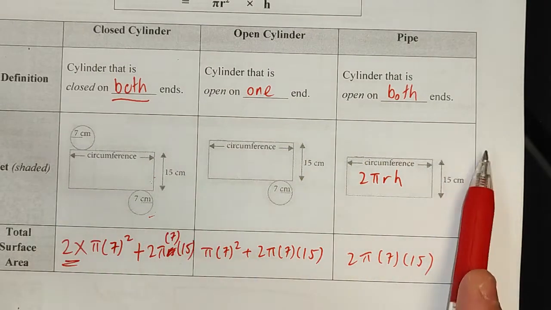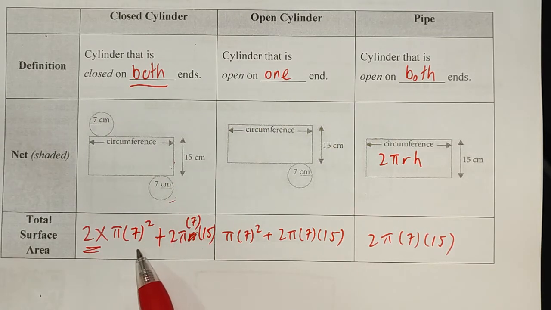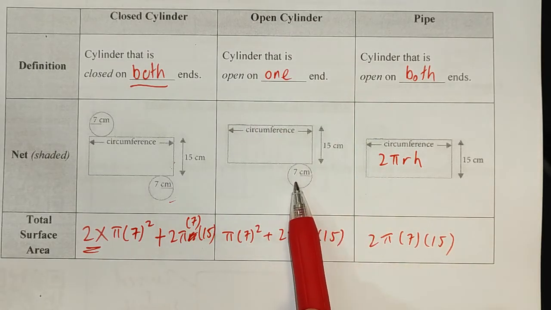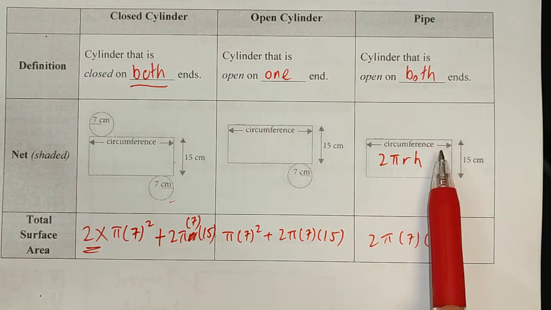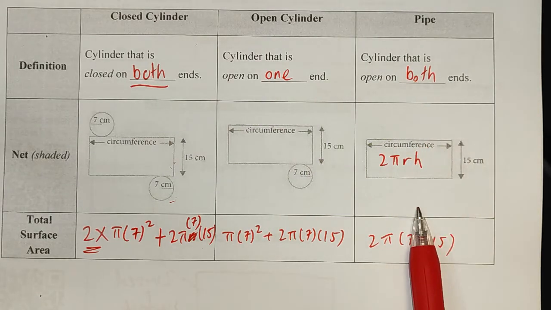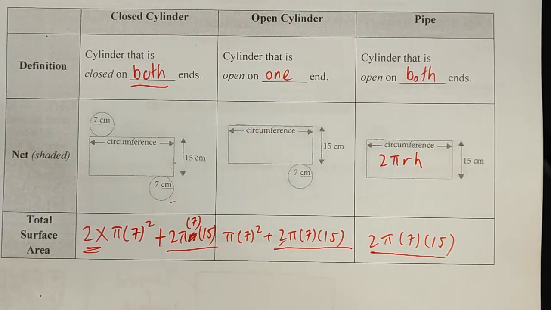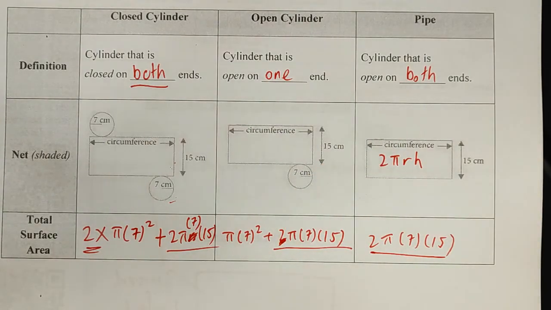So what are the different types? Closed cylinder, the net, I have two circles. That's why in the beginning I need to add two circles, 2 times pi r square. For the open cylinder, I only have one open end, which means I have one circle, so I need to add in the area of one circle, pi r square. The last one, both ends open, there is no circle. Hence, I do not need to add any circle, just the curved surface area. The curved surface area is the same for all three. So that's it. You may proceed on to example 1.